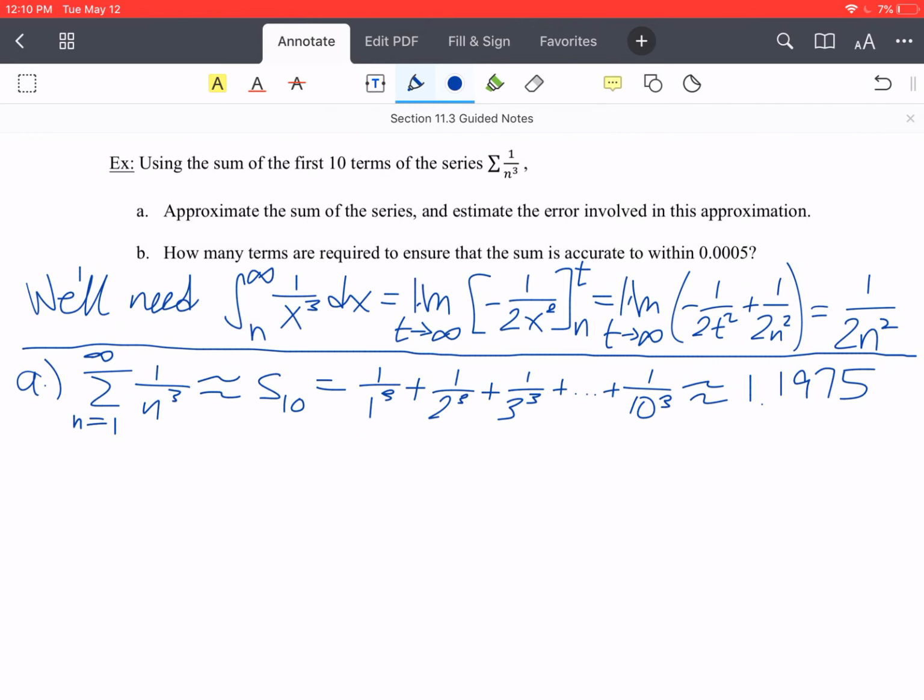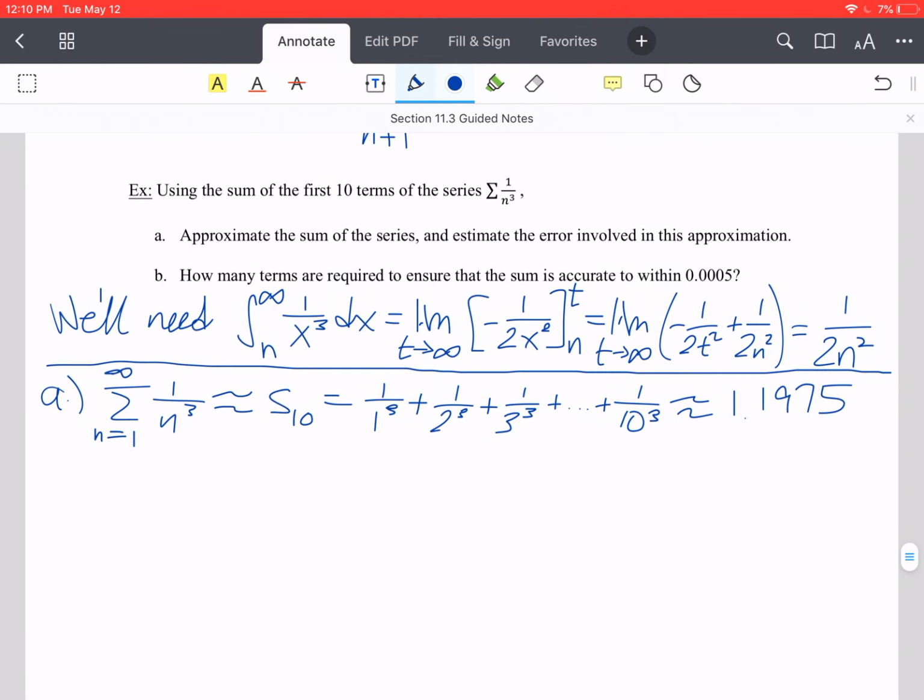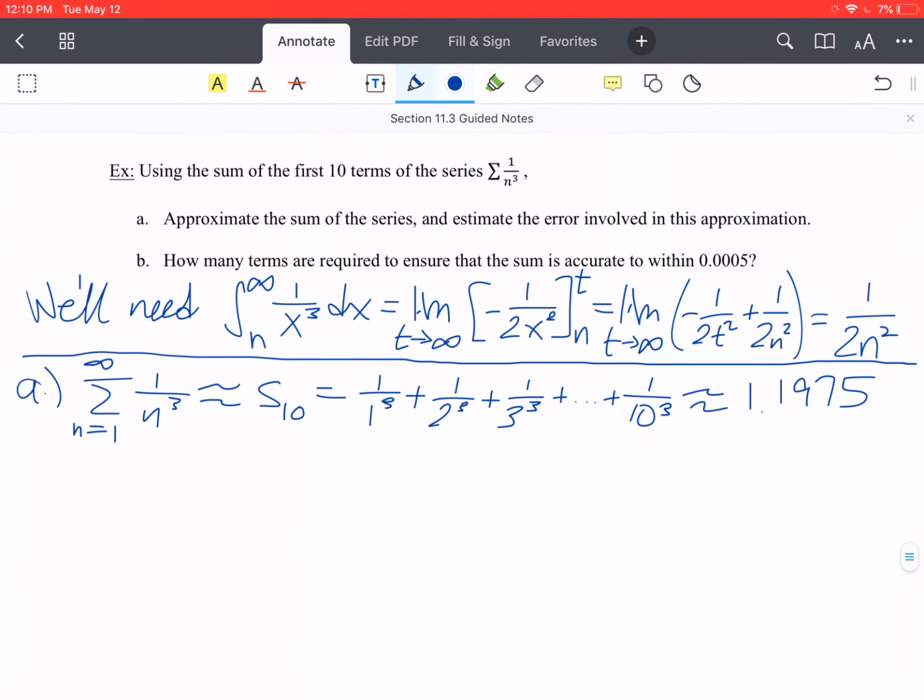So now the question is, how close is that? How accurate is that value? And what is the error involved in this approximation? So the remainder, that error, that's going to be R10.